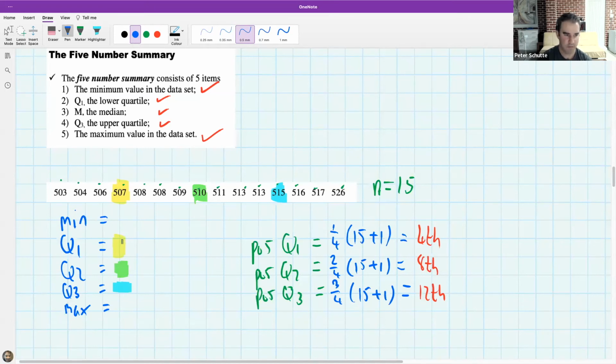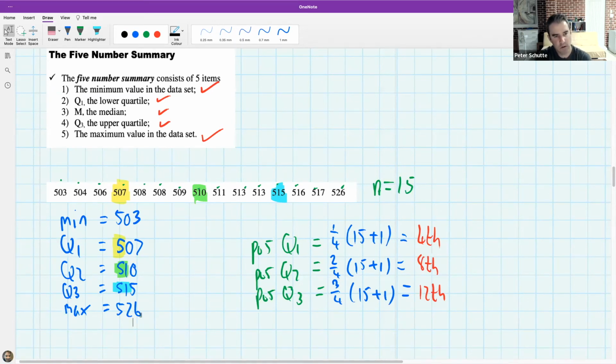So what do we get for our 5-number summary? I get a 507 for Q1. And then I will get a 510 for Q2. We will get a 515 for Q3. And the min should be 503. And the max should be 526.